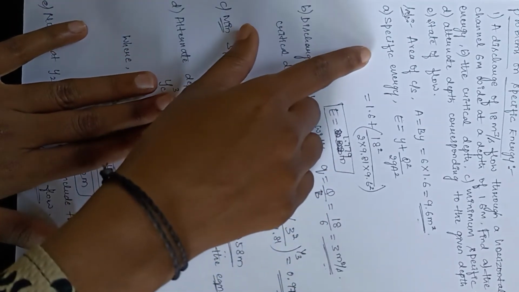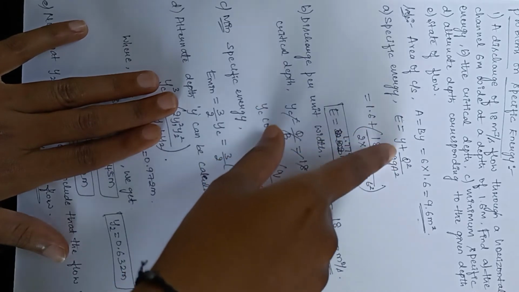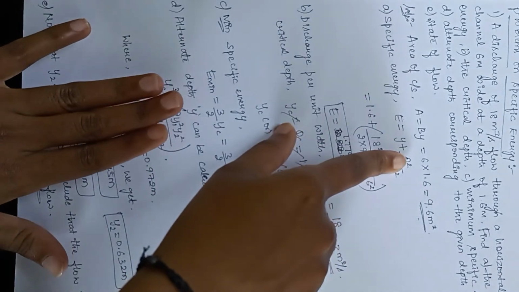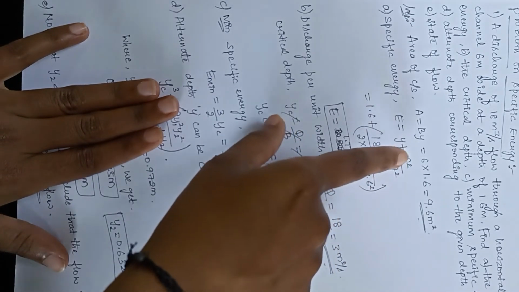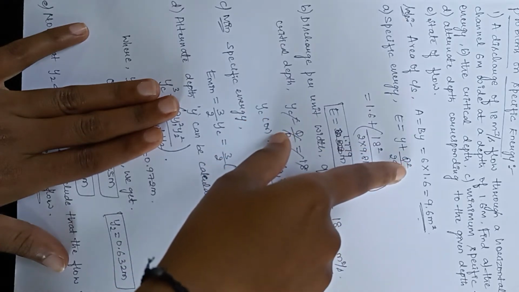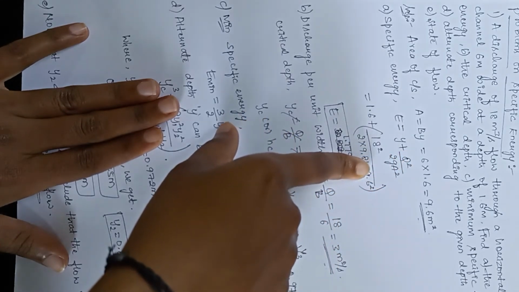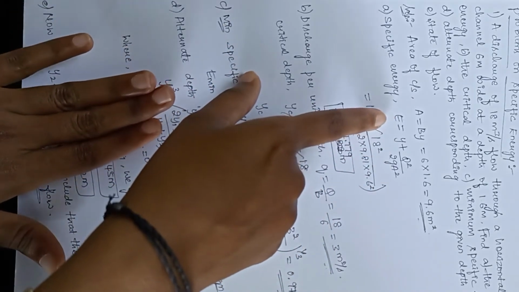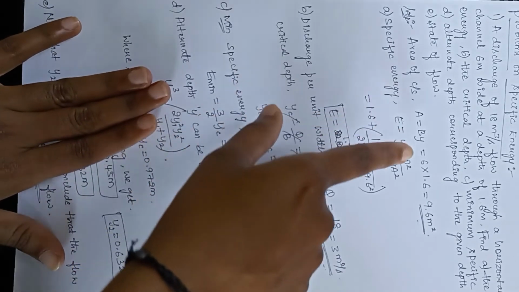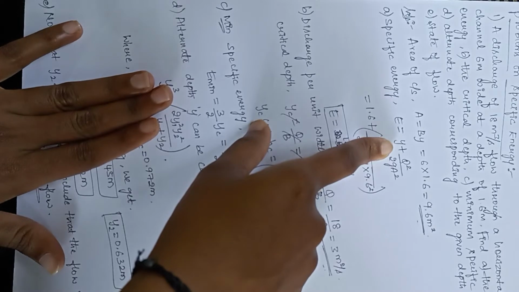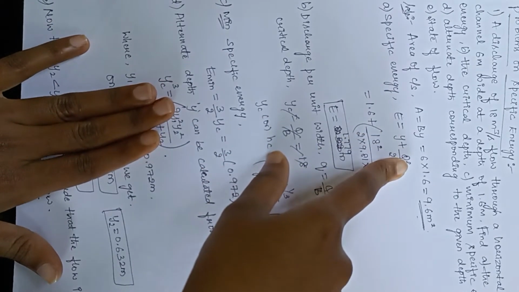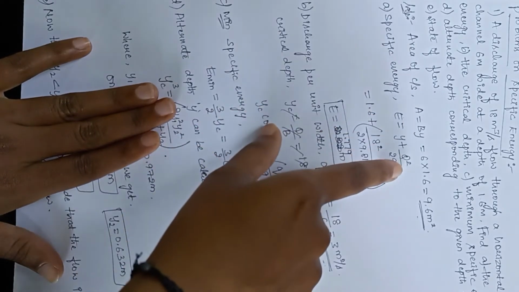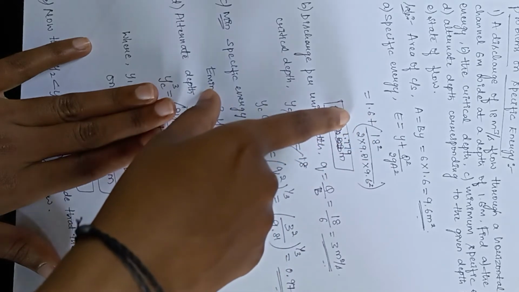To find the specific energy we have the formula E is equal to Y plus Q square by 2GA square. This second term represents the kinetic head, that is V square by 2G. I am replacing V with Q by A because we know that Q is equal to A into V. Here we represent specific energy with capital E, and Y represents the depth of flow in the channel. Capital Q represents the total discharge, and A represents its cross-sectional area. Let us substitute all the values one by one in the next step.